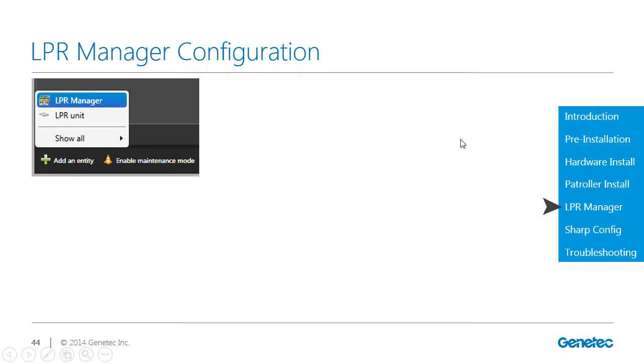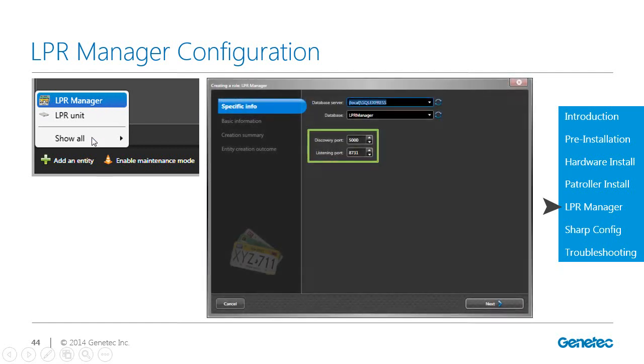So you can do that from the LPR task by clicking on the Add an Entity button on the bottom left, and then selecting LPR Manager. Or basically you can do the same thing from the roles view of the system task. Just create a new LPR Manager role. Now from here it'll prompt you to select the server that the role is running on, as well as going to ask for the database server it will be using and the database name.